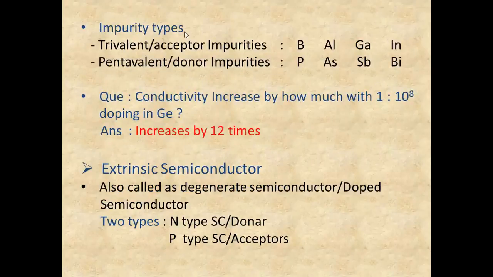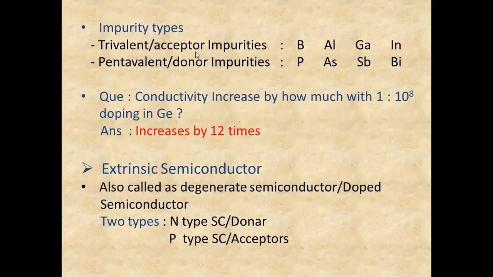Moving to next, what kinds of dopings can you use? There are two impurities that you can add into the crystalline structure. First is trivalent, also known as acceptor impurities, or pentavalent, also known as donor impurities. These are certain examples. These are trivalent and these are pentavalent. Trivalent is +3 and pentavalent is +5. 5 means 5 valence electrons and trivalent means 3 valence electrons.